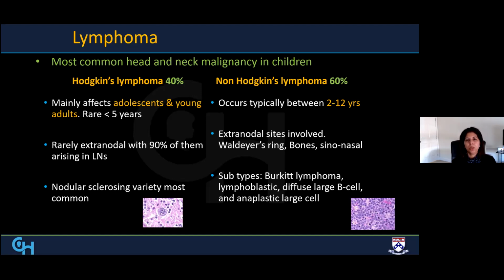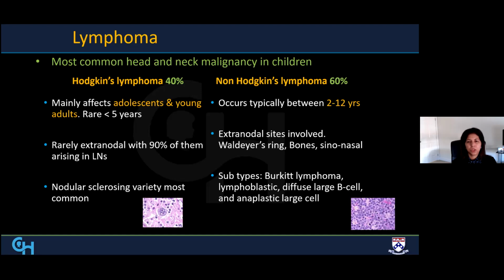We have the diffuse large B cell and anaplastic cell type of non-Hodgkin's lymphoma. And talking about Hodgkin's lymphoma, it is mainly a disease that affects the adolescents and young adults. It's very rare to see Hodgkin's lymphoma in kids younger than 5 years of age. And Hodgkin's lymphoma typically involves the lymph nodes most of the time, and rarely it can affect organs other than the lymph nodes, whereas the reverse is more common with non-Hodgkin's lymphoma.